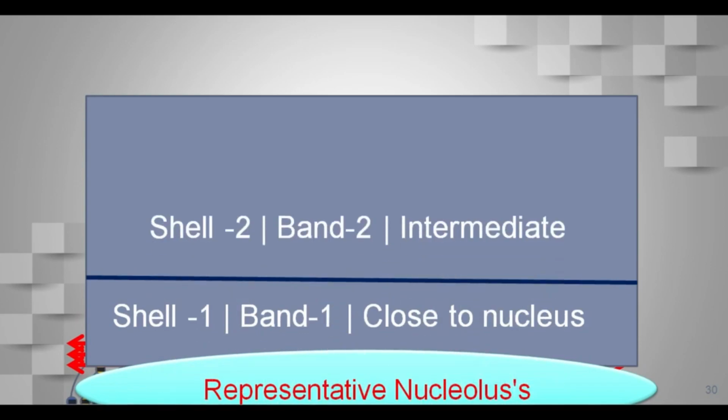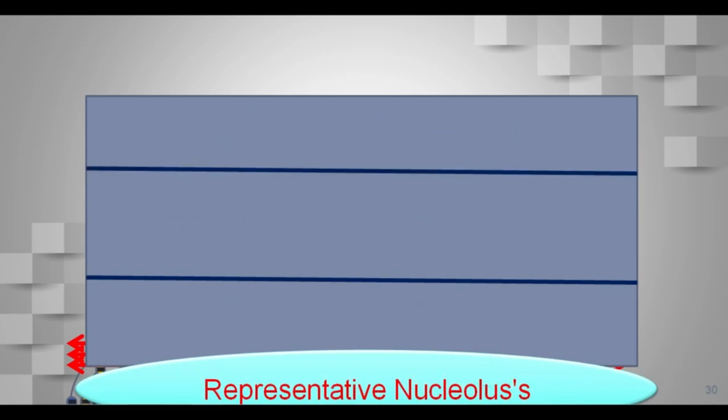After that, we will have shell 2, that will be band 2, the intermediate level for silicon, and there is a third band. What is there in all those bands? There are electrons in all those bands. Now, the electrons present in the first band are very closely attached with the nucleus. That means the force of attraction between the nucleus and the first orbit electrons is very strong.